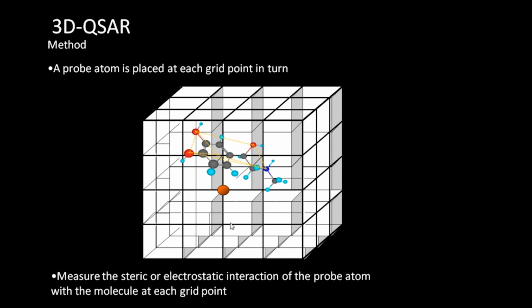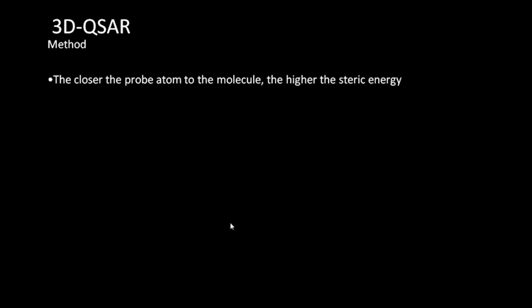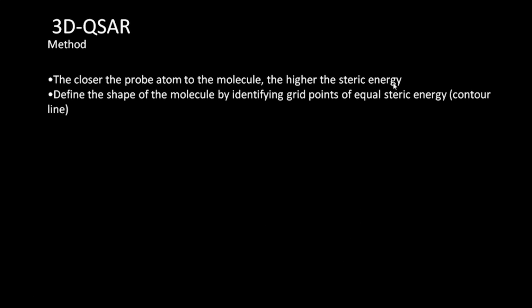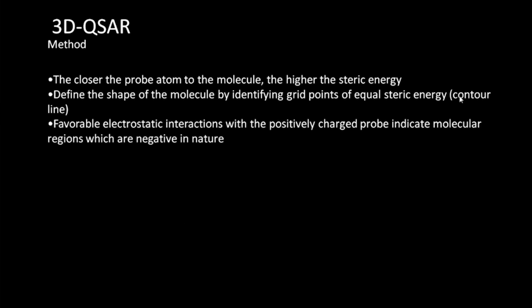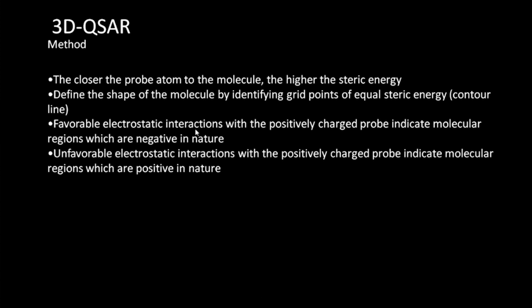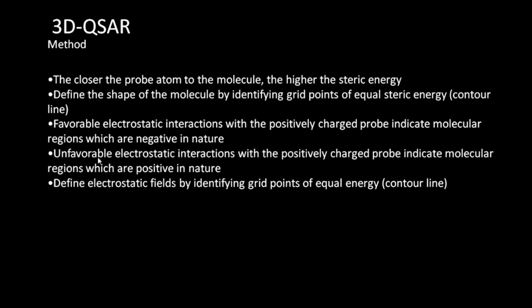You place each molecule at the grid point. Obviously, the closer the probe atom is to the molecule, the higher the steric energy. So it defines the shape of the molecule by identifying grid points of equal steric energy, and you can get a contour line. You can have favorable electrostatic interactions, meaning a positively charged probe indicates molecular regions which are negative in nature, or unfavorable electrostatic interactions, meaning a positively charged probe indicates molecular regions which are positive in nature. Then we can have electrostatic fields by identifying grid points of equal energy. Those are all called contour lines. We keep repeating the procedure for each molecule, placing each molecule and repeating the same procedure.